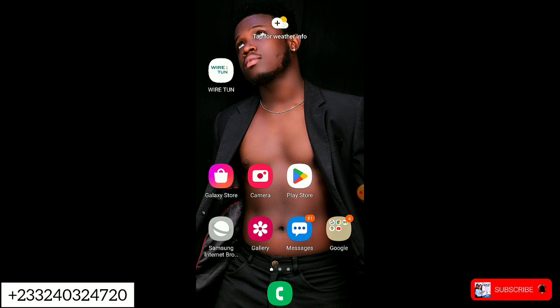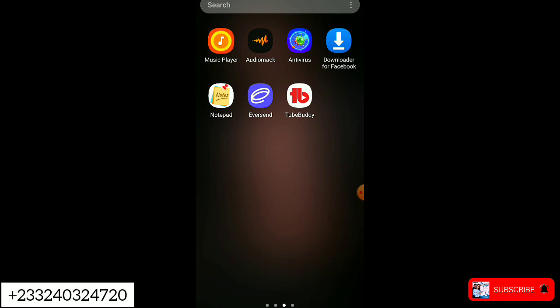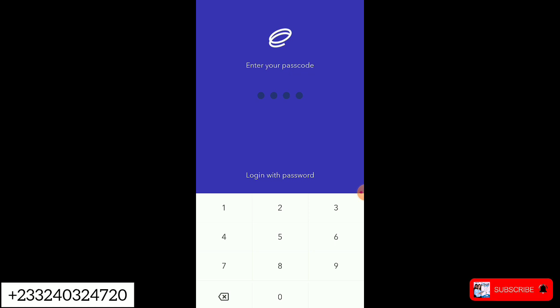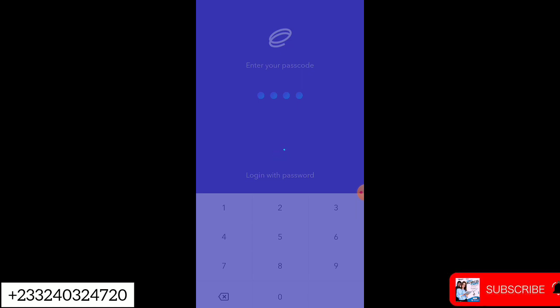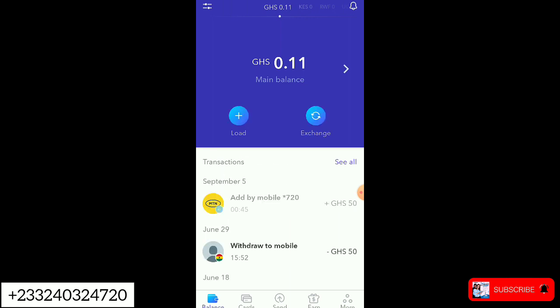So no time to waste. I hope right now everybody has Eversend, because we are doing Eversend arbitrage. I want to show you how to grow your 100 cedis account to 1000 Ghana cedis. That is what I want to teach you today. Open your calculator, Eversend, and Paxful. That's what we'll be using today.